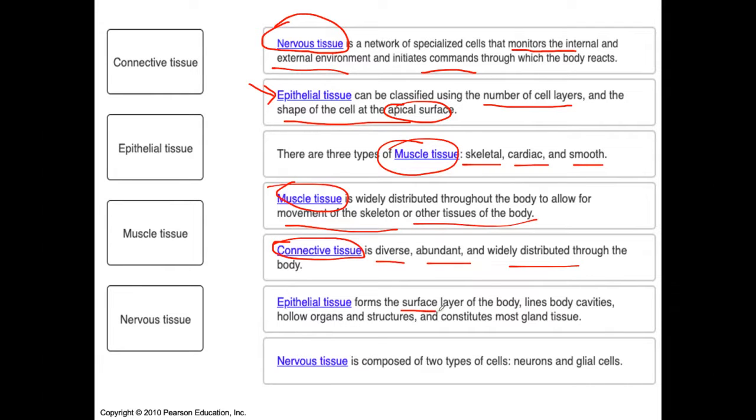Which one forms the surface layer of the body, lines body cavities, even the hollow organs and structures, and makes up glands? That's epithelium. And which tissue is composed of neurons and glial cells? I refer to them as neuroglial. Neuroglial just means nerve glue.